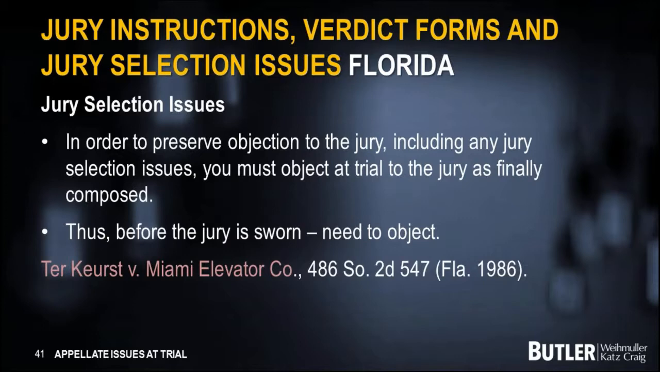Jury selection issues. In Florida, in order to preserve objection to the jury, including any jury selection issues, you must object at trial to the jury as finally composed. Meaning, before the jury is sworn, you need to state your objection on the record. Many cases on this. This Miami elevator case is just one of many.